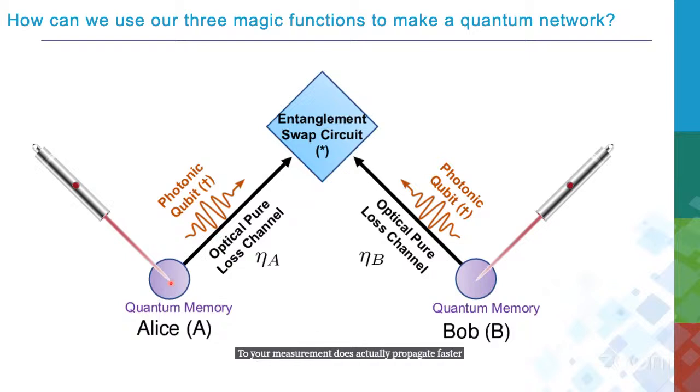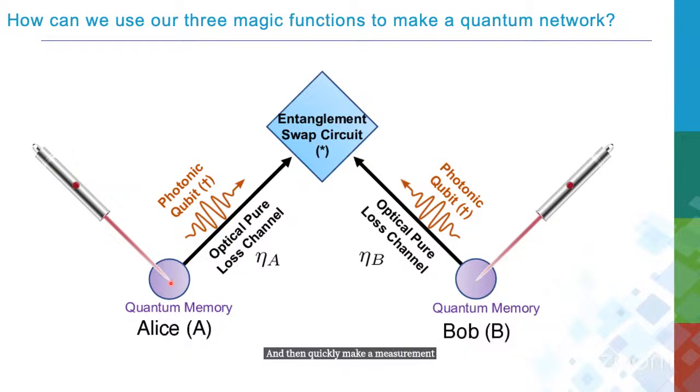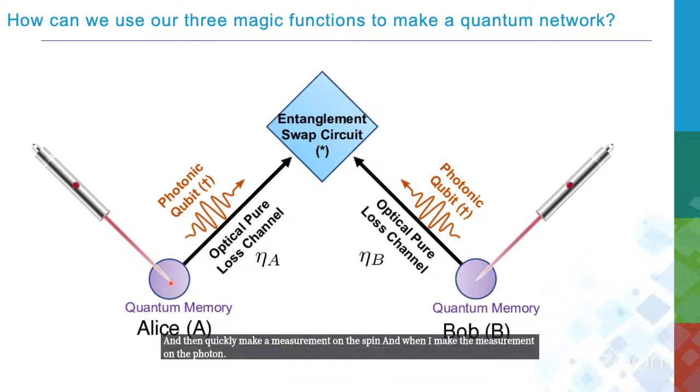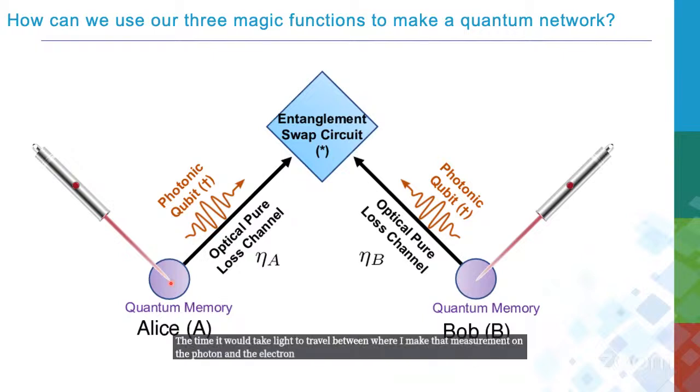This has been shown. People have done experiments where the two particles are what's called space-like separated, meaning that I can make a measurement on the photon, and then quickly make a measurement on the spin. When I make the measurement on the photon, the time it would take light to travel between where I make that measurement and the electron is longer than it takes me to make the measurement on the spin and then read out the answer.